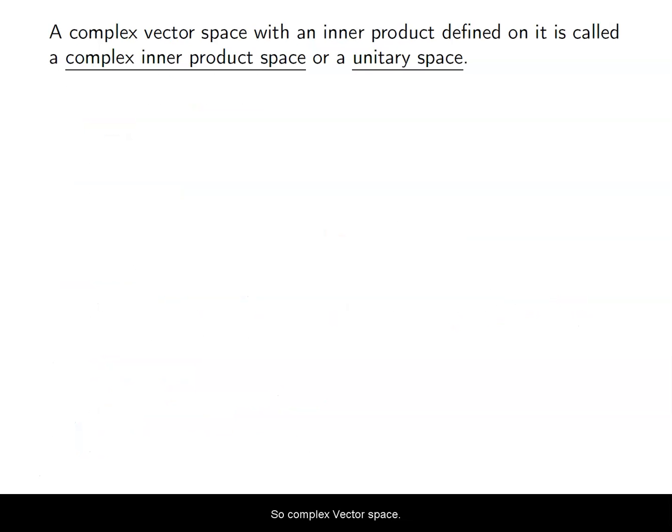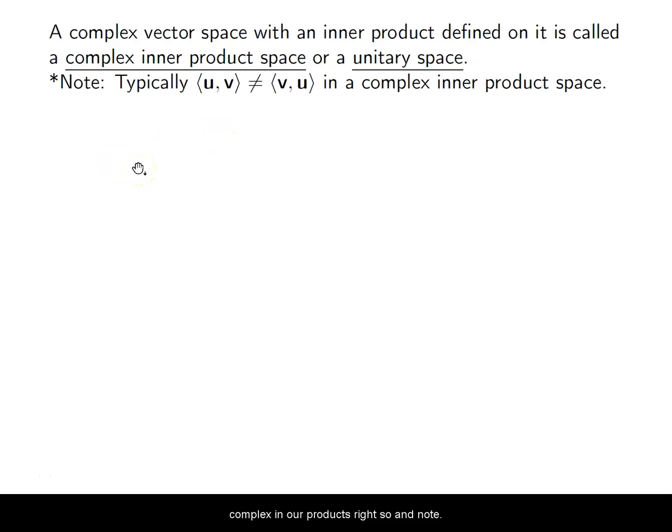So a complex vector space with an inner product defined on it is called a complex inner product space, or a unitary space. This is not a very common term, but the term unitary is. We're going to talk about unitary elements in the next video. Just know that unitary is going to refer to complex inner products.